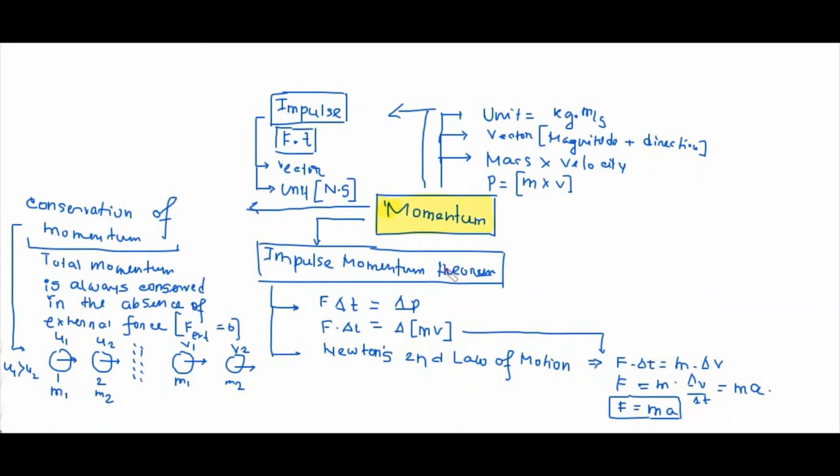Now, according to conservation of momentum, we can say the total momentum before the collision, that is m1 u1 plus m2 u2, is equal to the total momentum after the collision. The total momentum after the collision becomes m1 v1 plus m2 v2.